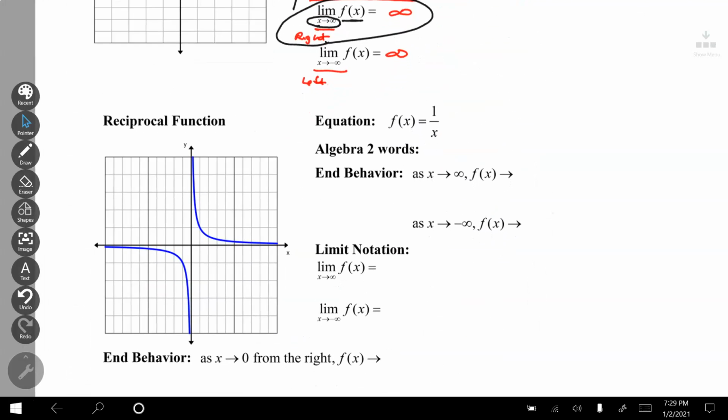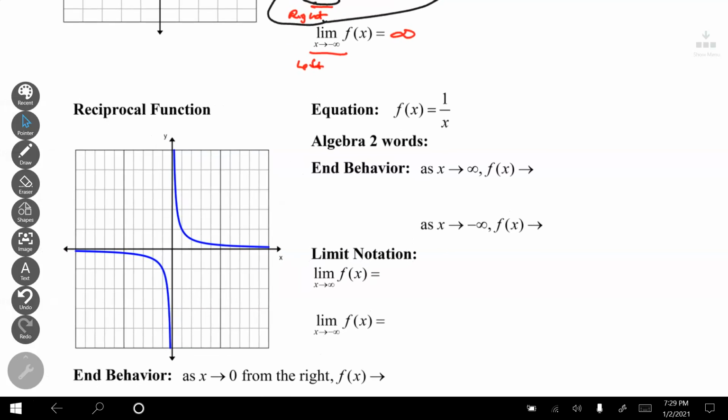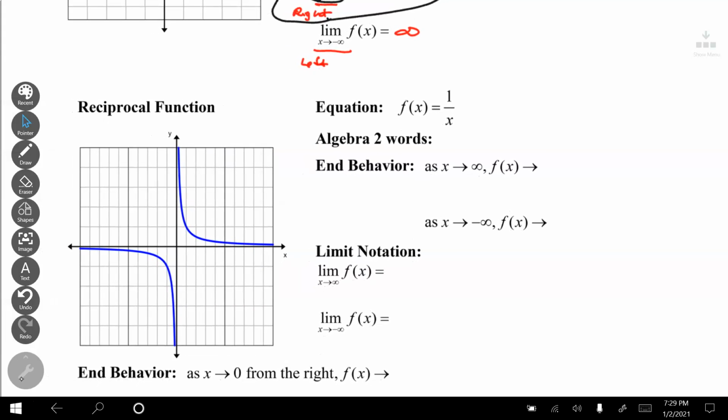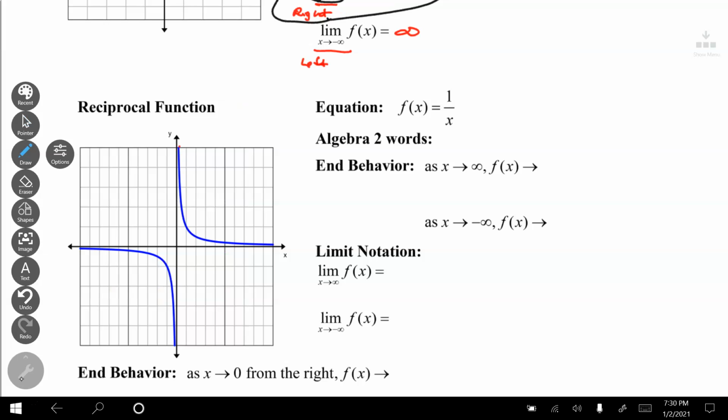Let's look at this next function that we did, this 1 over x, or the reciprocal function. Again, we had the end behavior. And let me draw. Remember, we had a couple of asymptotes here. We had x equals 0. We had y equals 0. This is my VA. This is my HA. And this is the right end behavior. And as x goes to negative infinity, that's my left hand behavior.